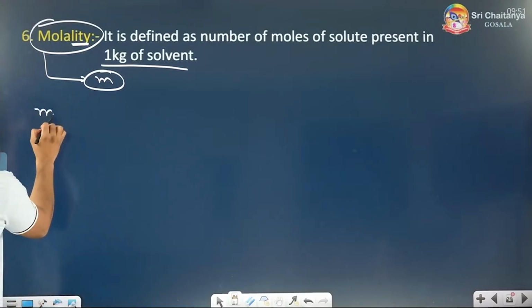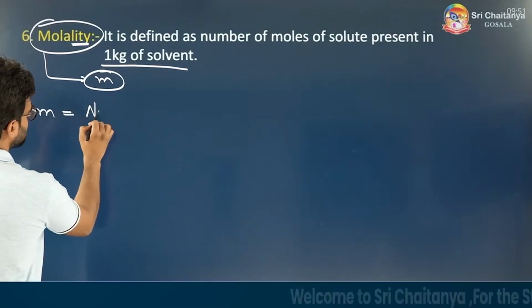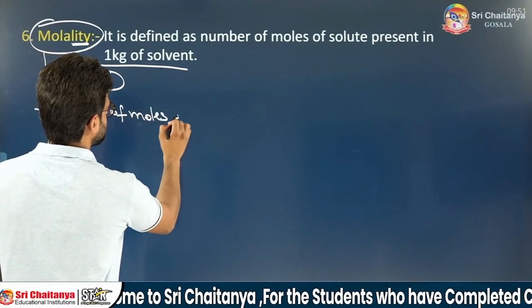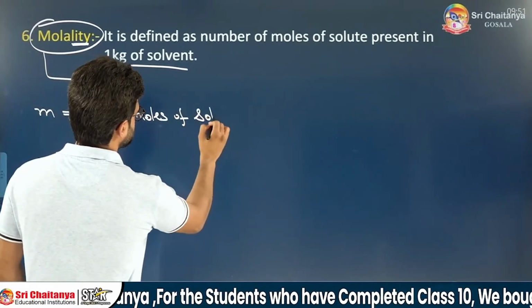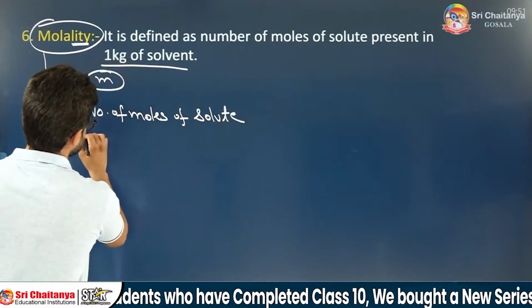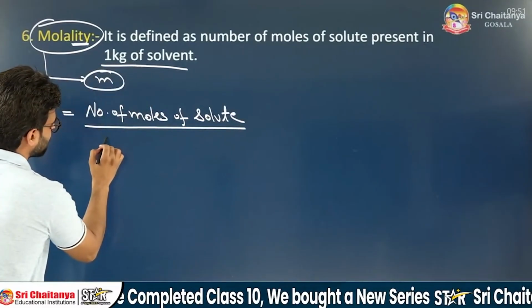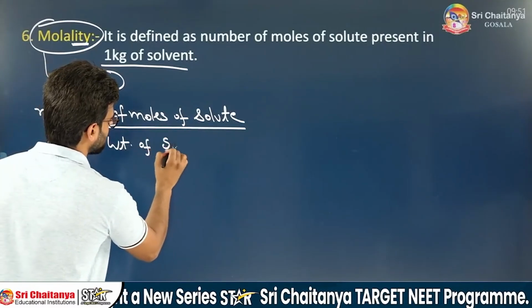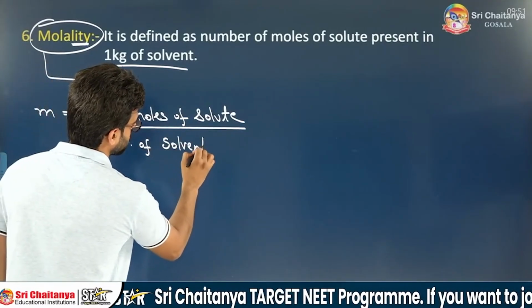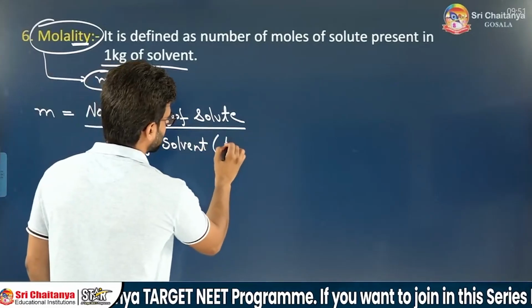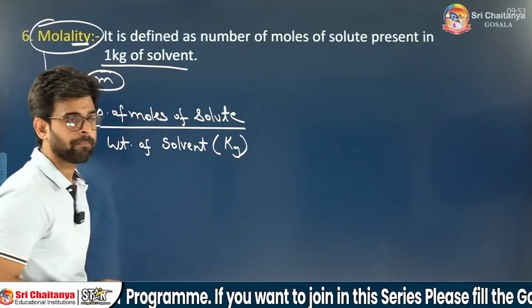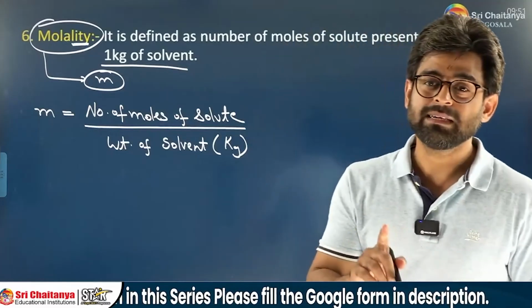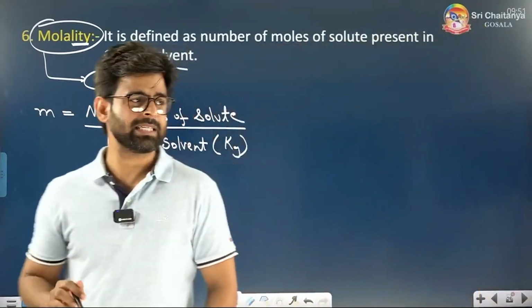And what is the formula, beta, for molality? It is number of moles of solute, right? And here what we have? Weight of solvent. Be careful, it is not weight of solution, it is weight of solvent. In which units, beta? In kg. So moles of solute divided by weight of solvent in kg, right?